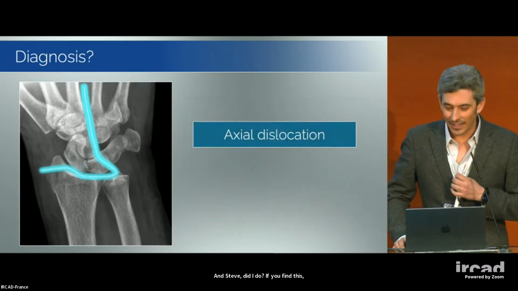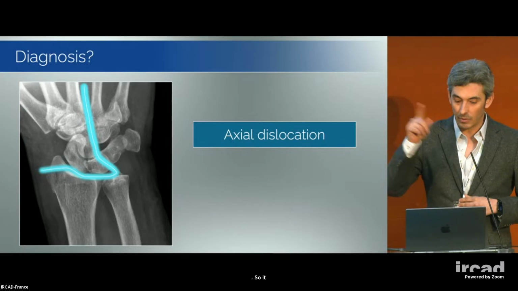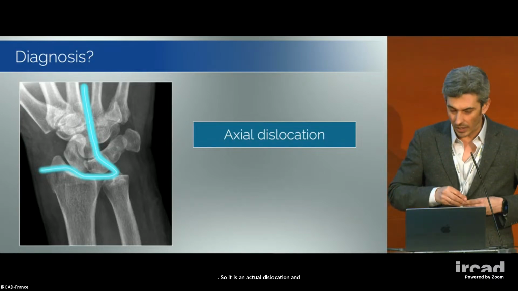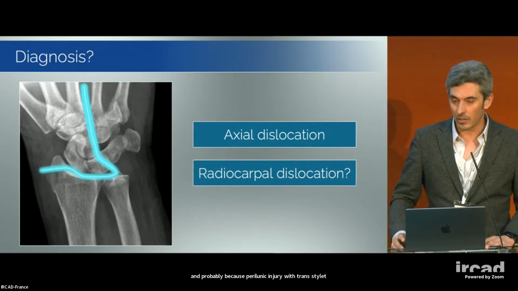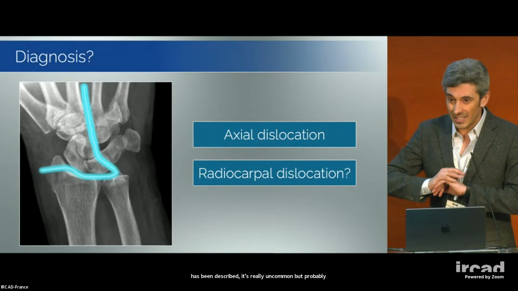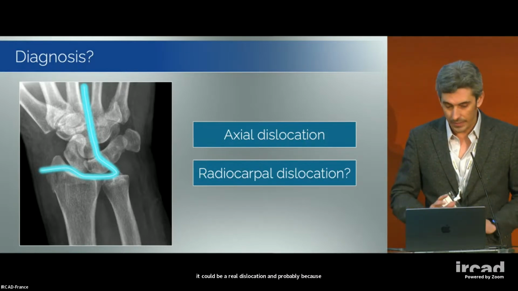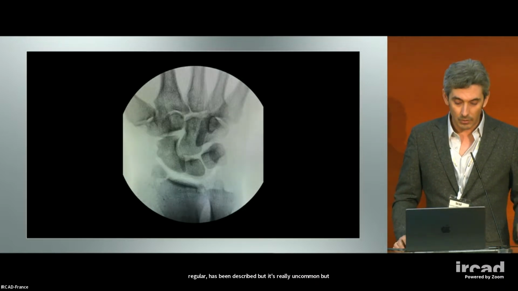So, it is an axial dislocation, and probably, because perilunate injury with transstyloid has been described but is really uncommon, it could be a radiocarpal dislocation. That is why I say that arthroscopy could help, because this is absolutely complex to understand in any classification. But when you scope, you begin to understand things.